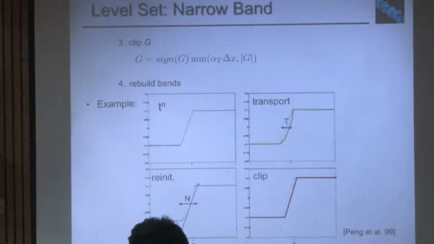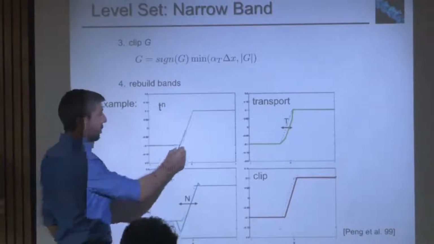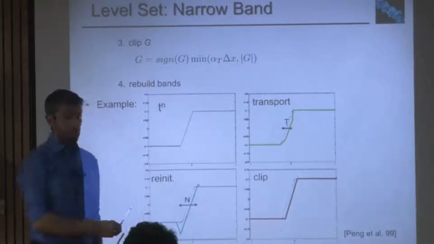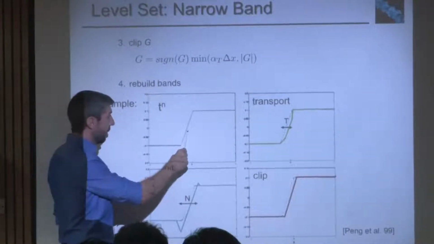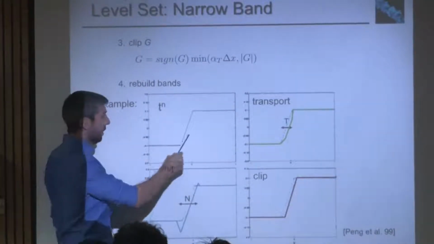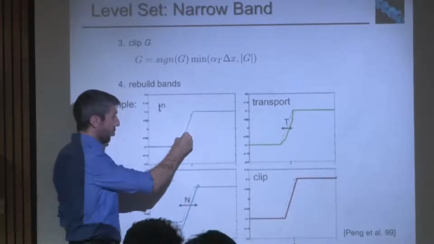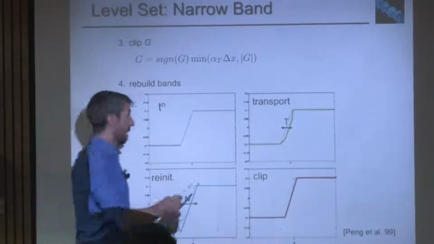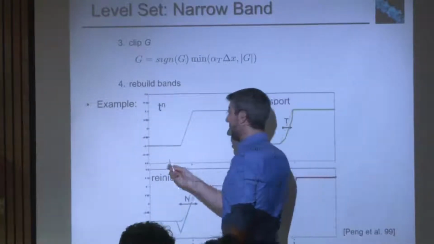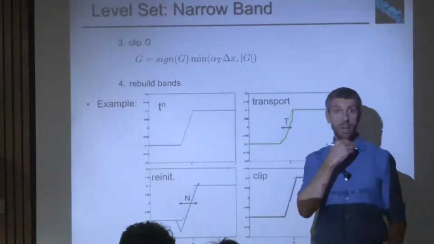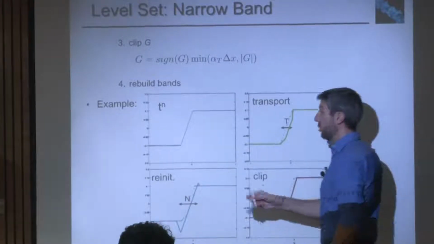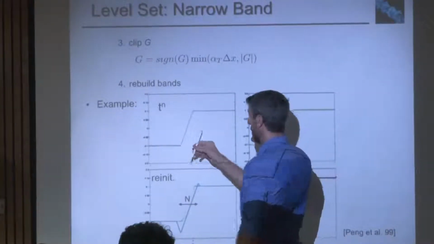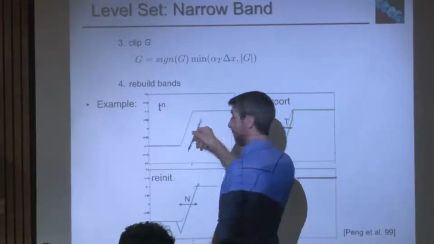How does that work? Imagine I have only a band in which I've defined my level set. OK, interface right here at zero. Again, apologies about the low resolution. So only a small band here where I have defined my level set. I simply give up entirely on having anything of meaning on the left and on the right. So if I transport that, ideally what I want is for this front to move, OK?